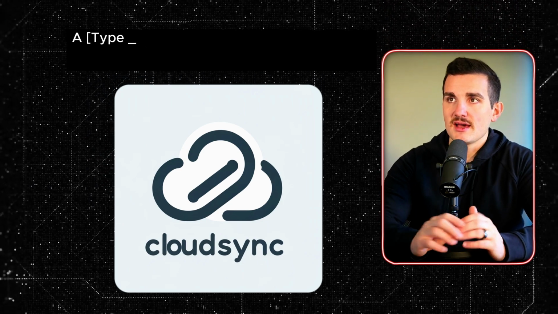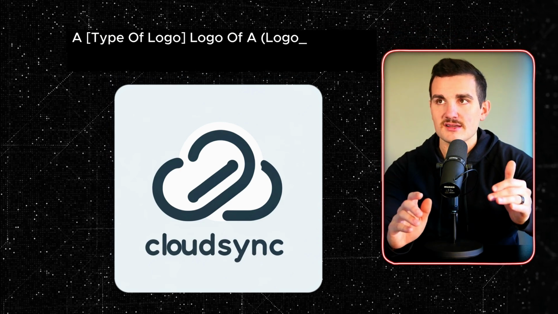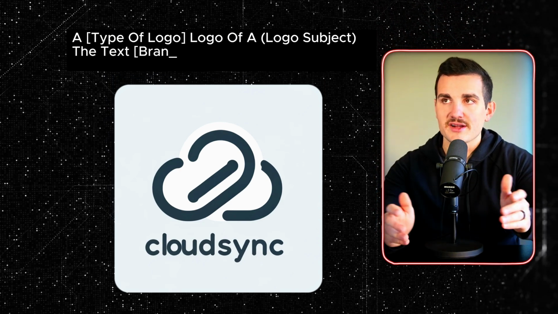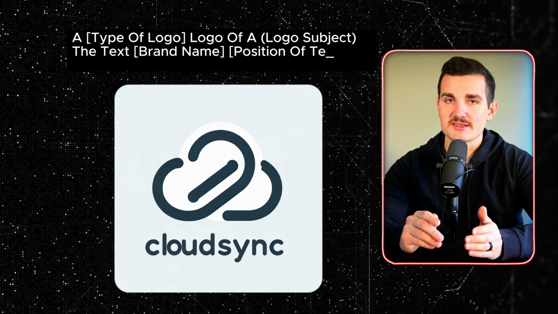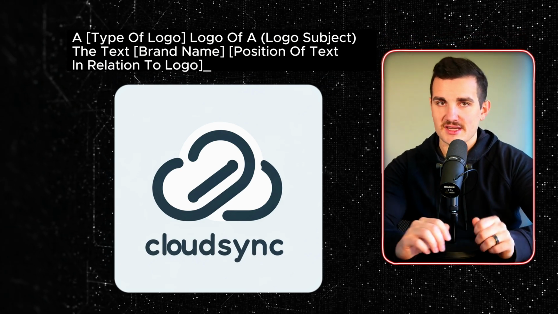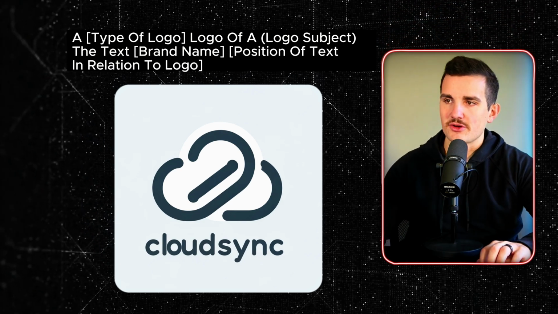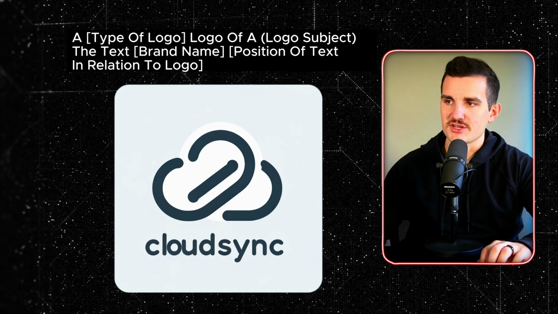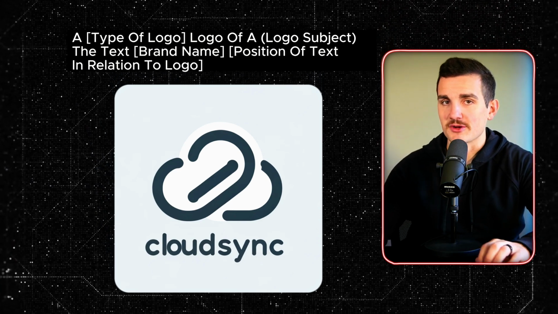So the prompt is: type of logo in brackets, logo of a, in brackets again, logo subject, the text, brand name, and then position of text in relation to the logo. So it created a super simple cloud sync logo. I told it to just come up with a random company, but here I'll show you an example in ChatGPT.